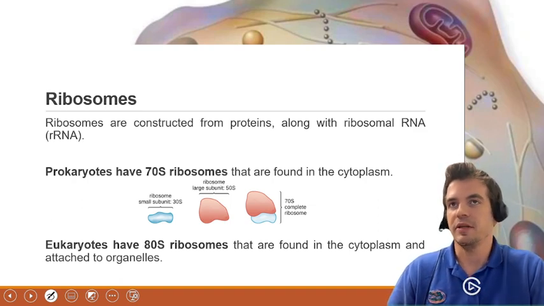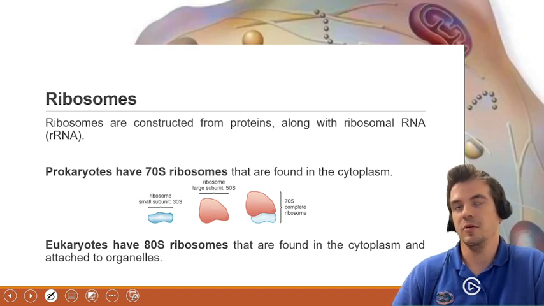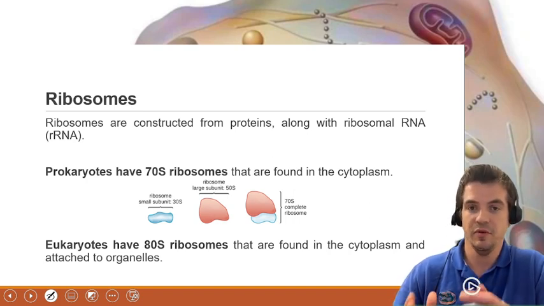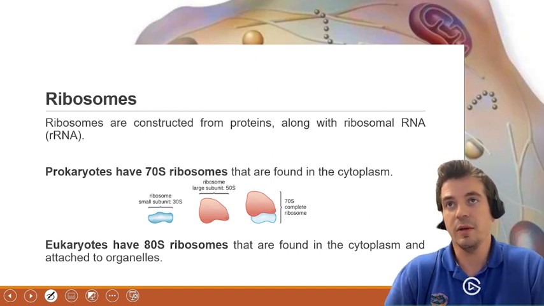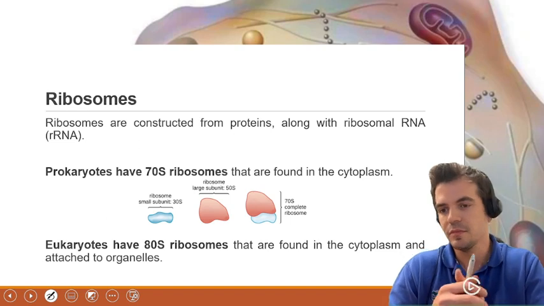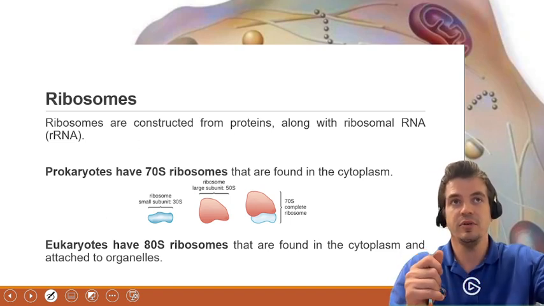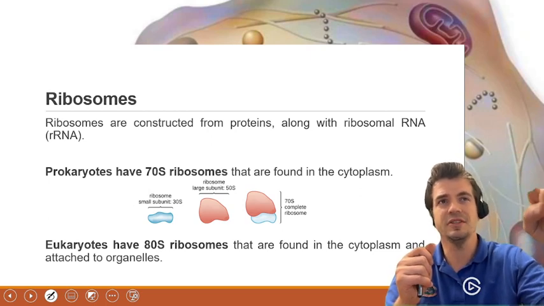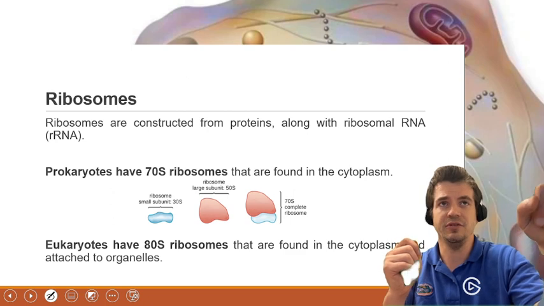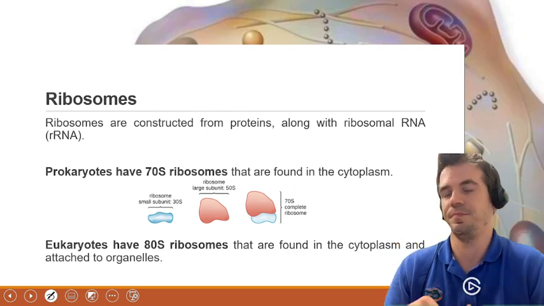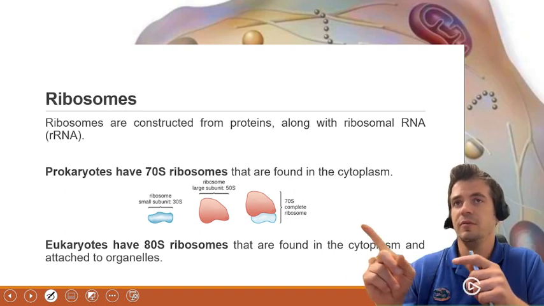Bacterial cells and eukaryotic cells, so both prokaryotes and eukaryotes, have ribosomes. They are living creatures, so they have ribosomes. Ribosomes are there to create protein. You need protein to do things. You need protein to make the cytoskeleton here. You need protein to make almost everything you see in this picture, and those proteins are made with ribosomes.